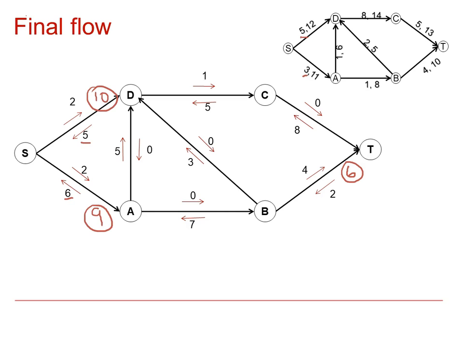The 9 going into A splits into 8 and 1, and that 8 splits into the 6 that we've already found from B to T, and 2 going from B to D, giving a total of 13, which we can check from the backward 5 and the minimum 8, and that 13 continues from C to T, giving us a total flow into T of 19.